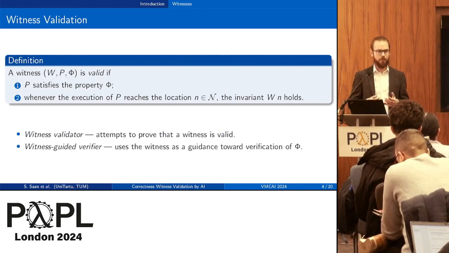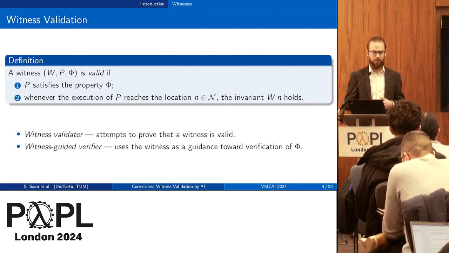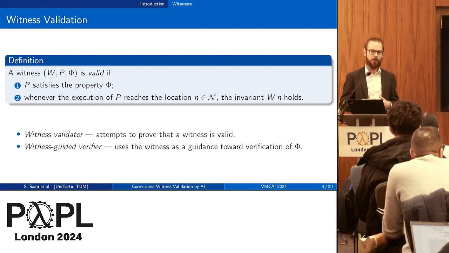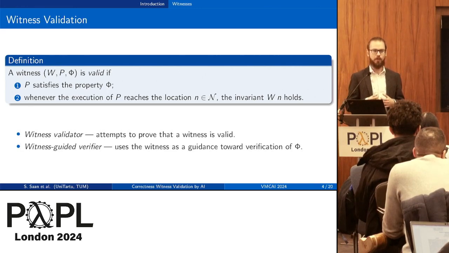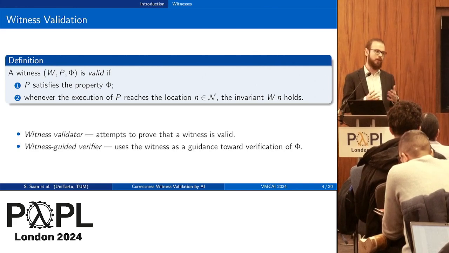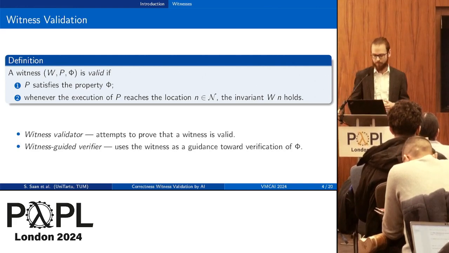Now, such a witness is valid if the program satisfies the property, and whenever the execution reaches any particular location in it, the invariant at that location should hold. The witness validator is then a tool which attempts to prove that the witness is valid, so it is checking both of these conditions. However, SV-COMP has used a slightly weaker notion of witness validation, which we call witness-guided verification, where actually only the first point is being checked. But in that process, the tool might look at the witness invariants as some kind of hints or guidance.